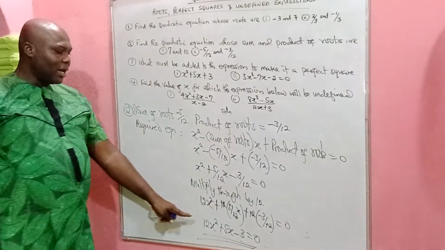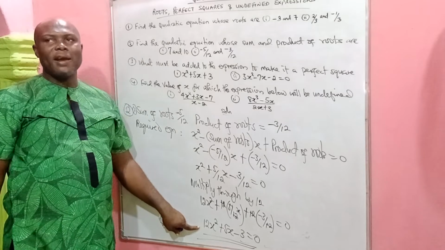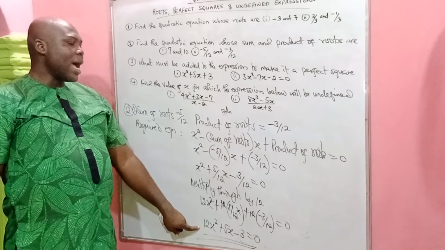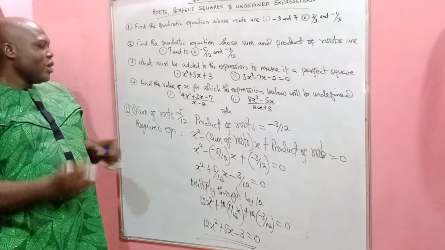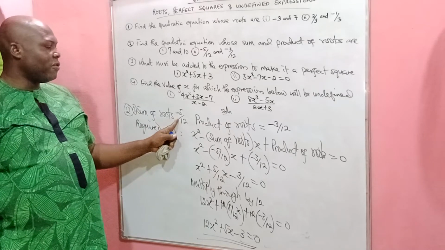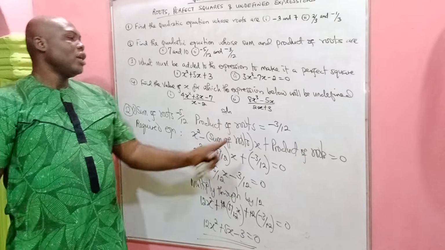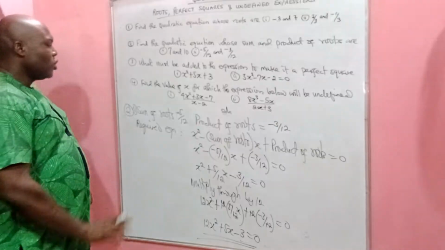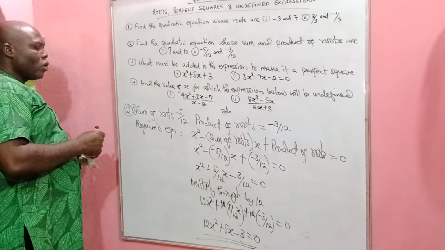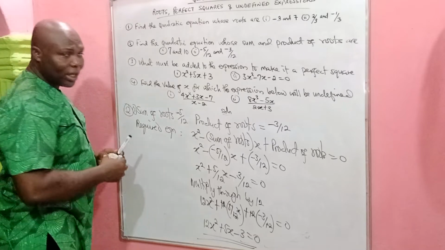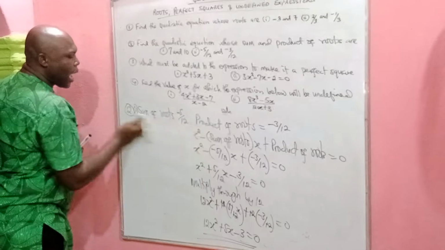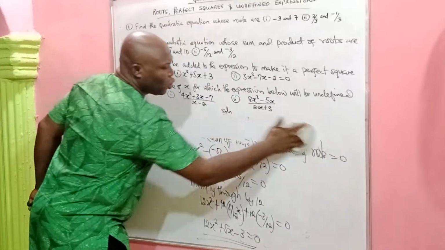It therefore means that when you take this quadratic equation and find the roots, at the end of the day, when you sum the roots, you have minus 5 over 12. And when you multiply the two roots, you have minus 3 over 12. So we are done with number 2, where we were trying to find the quadratic equation with given sum and product of roots. So we'll go straight to number 3.